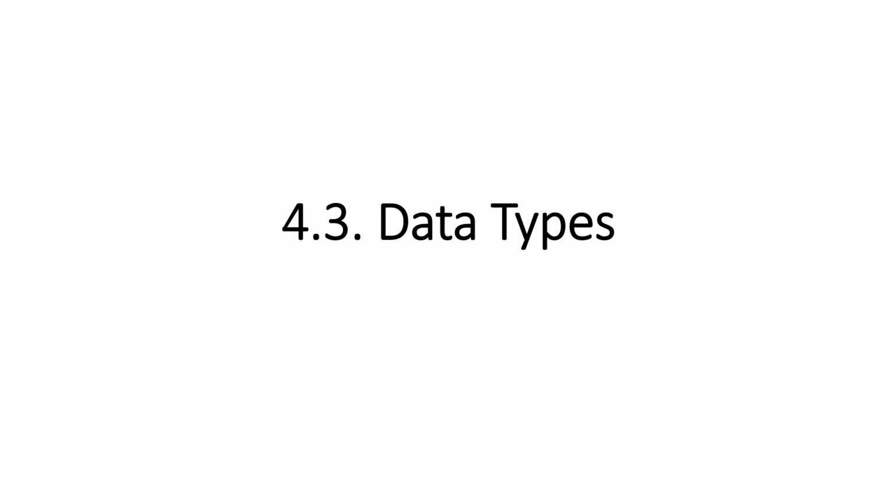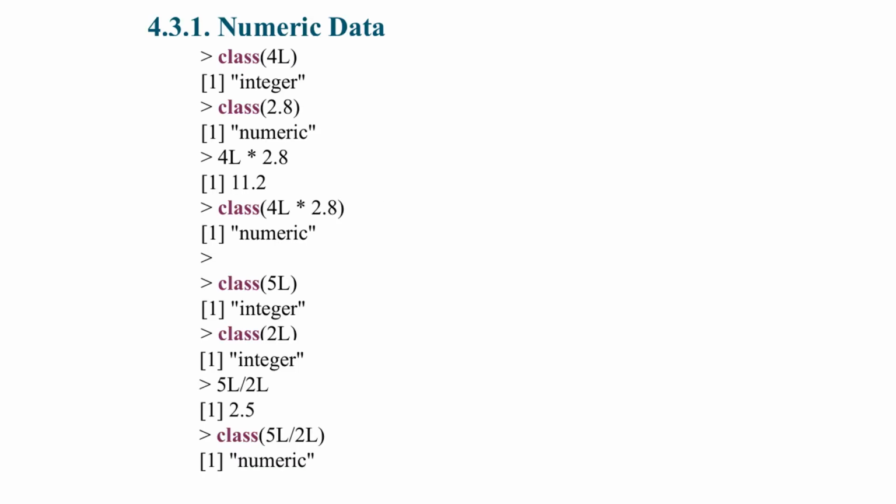So, like C and Python programming, how to declare and use data types, and what data types are available in R, all these things we will discuss here. First, there are some types of data types available. First one is numeric data. So, for numeric data, that is integer value.